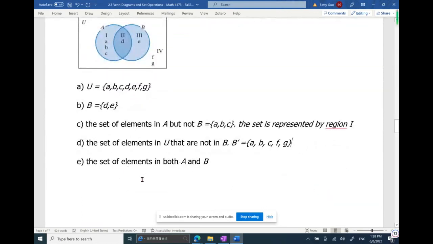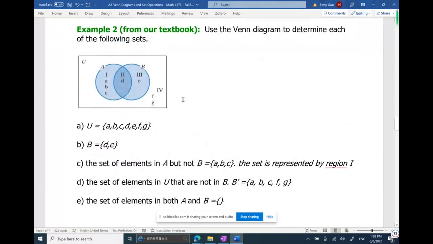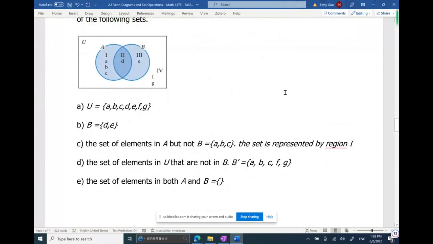Okay? Part E, the set of elements in both A and B. Common elements. What's the common region? The darker region is the common region, right? Yeah. It only has one element, D.